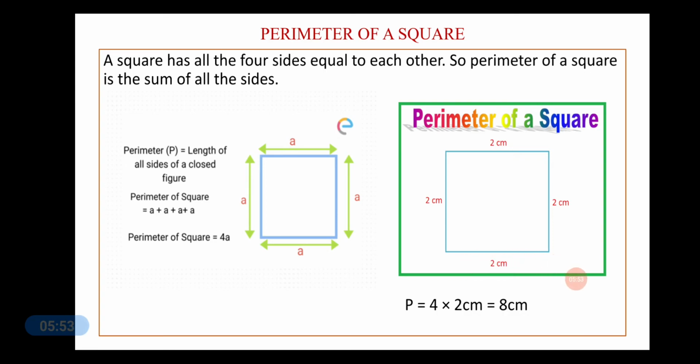Now, let us solve an example. The side of the square is given as 2 centimeter. So, what will be the perimeter of this square? Perimeter will be equal to 4 sides multiplied by 2 centimeter, which is equal to 8 centimeter. So, you can find out the perimeter of a square simply by multiplying the side of the square by 4.